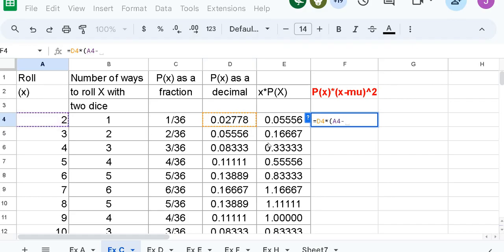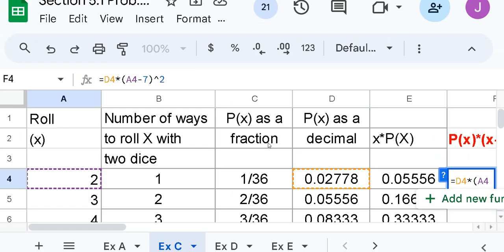Minus, and this is where you got to type in the mean. For us, it's pretty easy. It's just a 7. Minus 7, and then right parenthesis, shift 6, and then a 2. That gives you your squared. So let me zoom in on this a little bit so you can see that calculation up here. That's what you should have in your Google Sheets. I'll pause for a second. Everyone got that one?